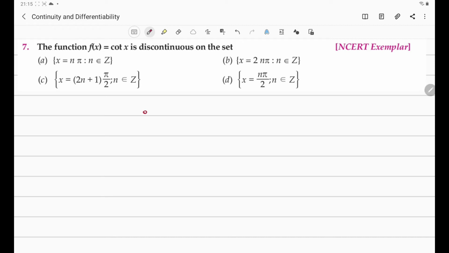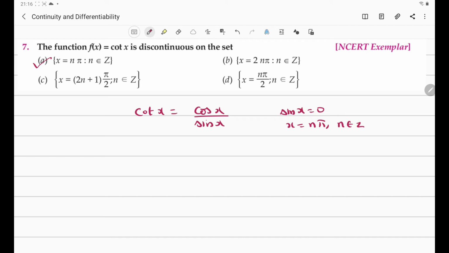We know that cot x is equal to cos x by sin x, and cot x is not defined when the denominator is equal to 0, that means when sin x is equal to 0. And when is sin x 0? Sin x is equal to 0 when x is equal to n pi, where n belongs to z, which means the function f of x equal to cot x is discontinuous on the set x equal to n pi. So, the right option is option A.